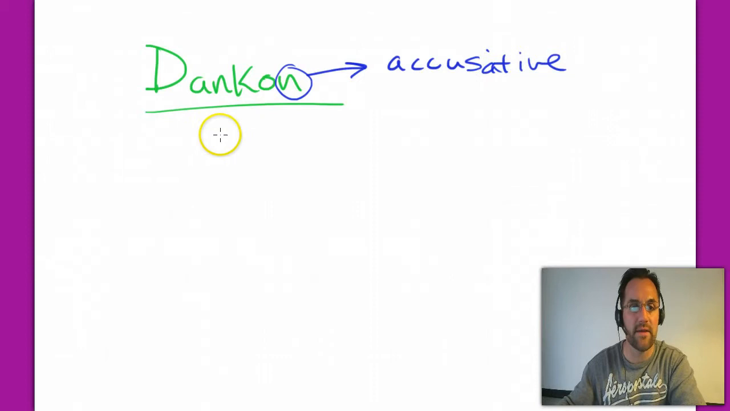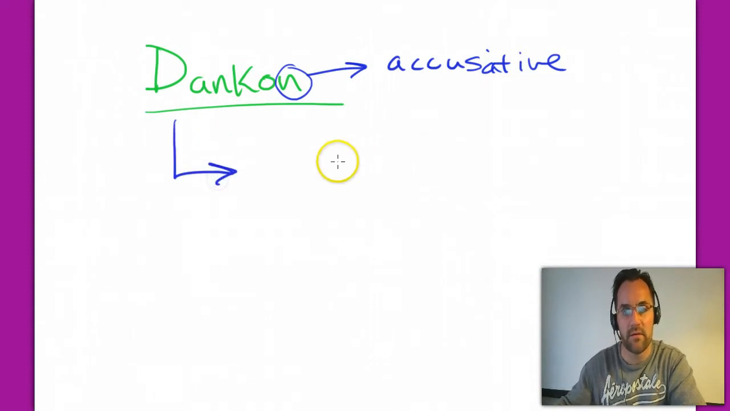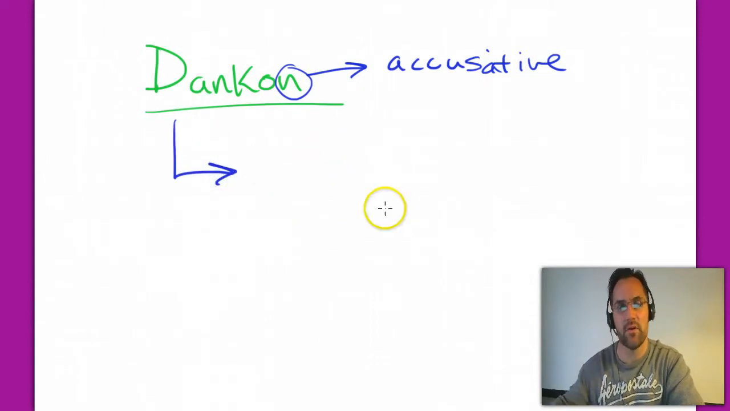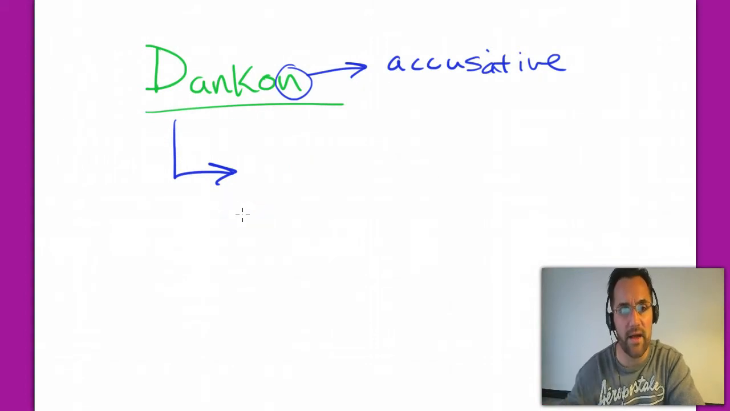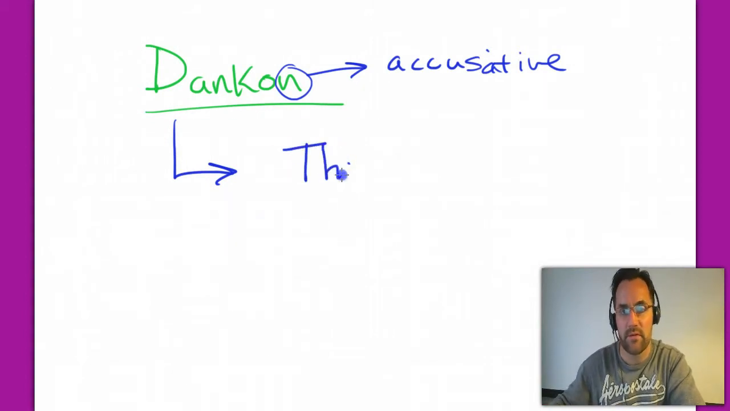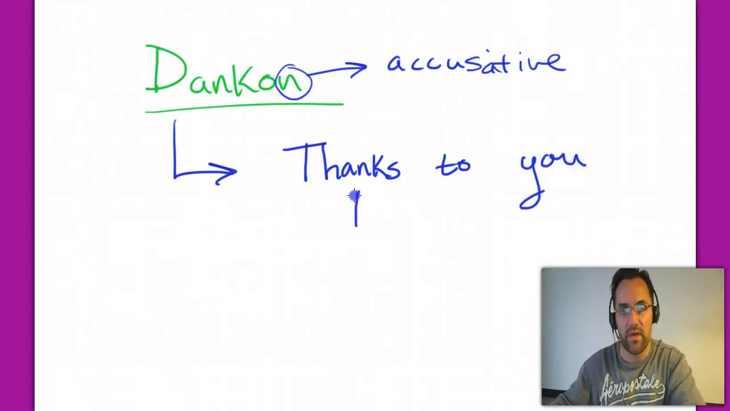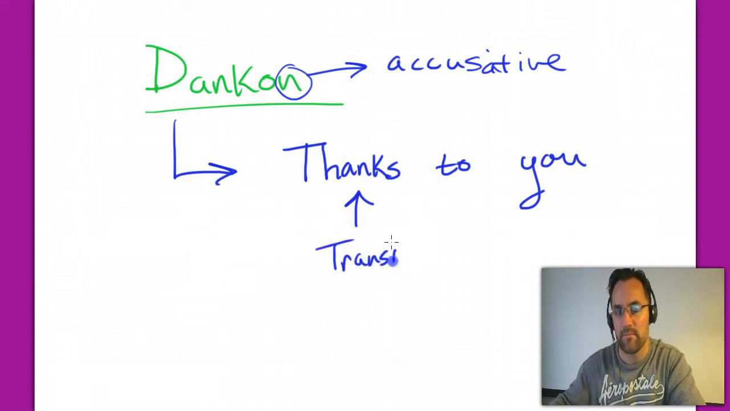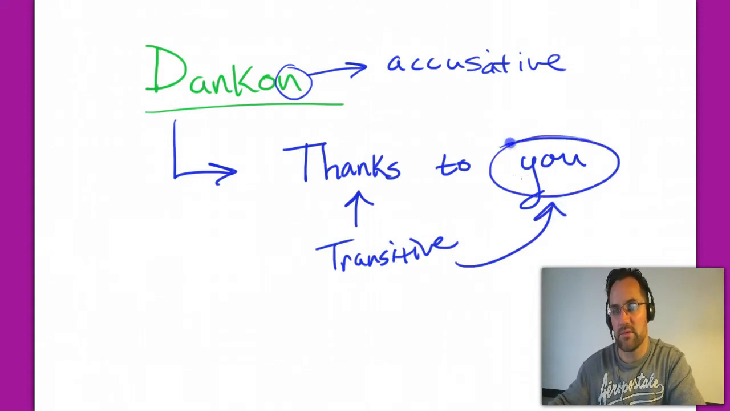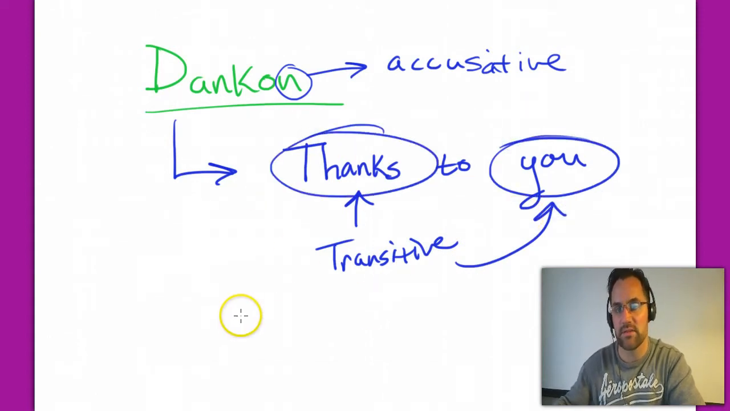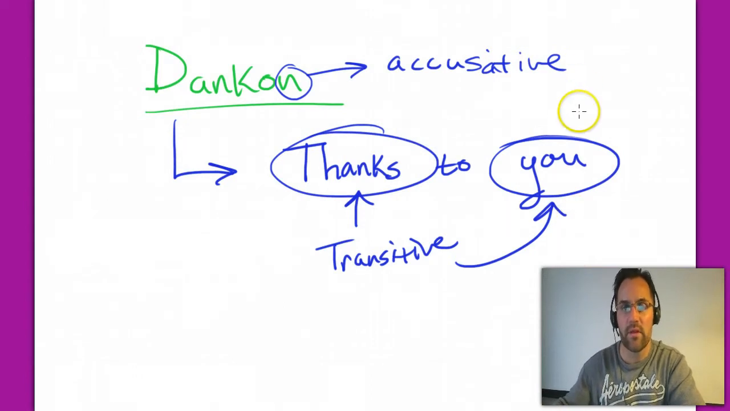So accusative n. The accusative n is anytime there's a transitive verb, anytime a verb is acting on a noun. So let's look at this. Thanks to you. I give thanks to you, you might say. Right? So thanks is the verb, because that's what you're doing, you're thanking. It's transitive. It's being acted upon this noun. This is the receiving noun of this transitive verb. Therefore, the noun is accusative.